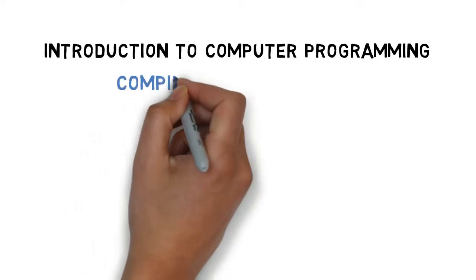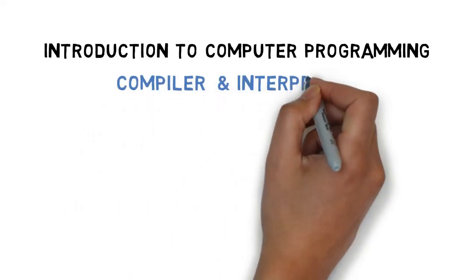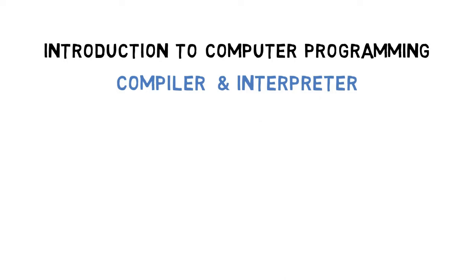In the last lecture, we have discussed about high and low level programming languages. In high level programming language, compiler and interpreter are used. In this video, we will discuss about the main differences between compiler and interpreter. Both are software used to translate a high level programming language to machine code.